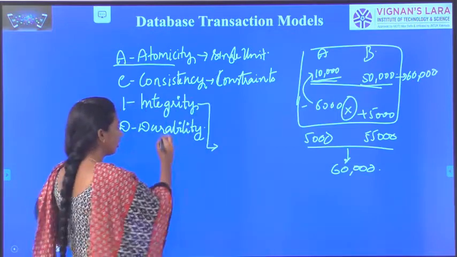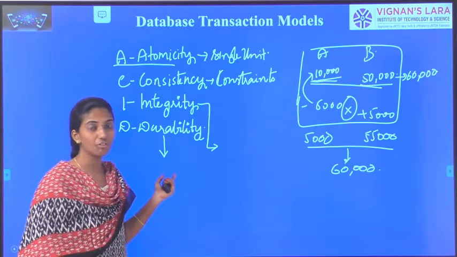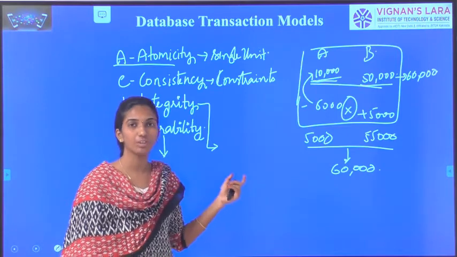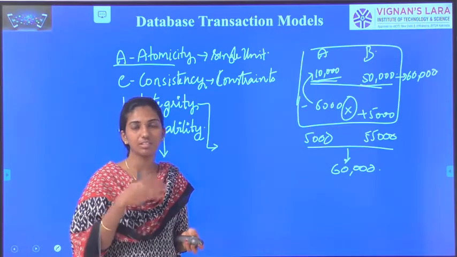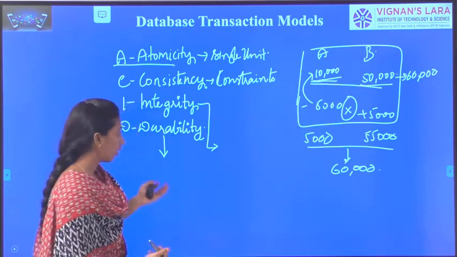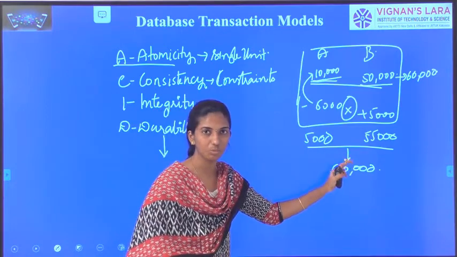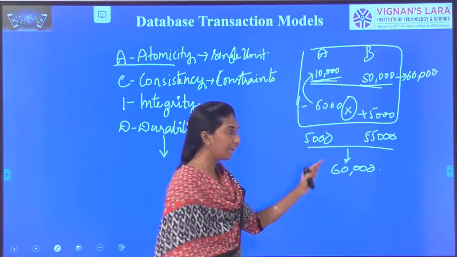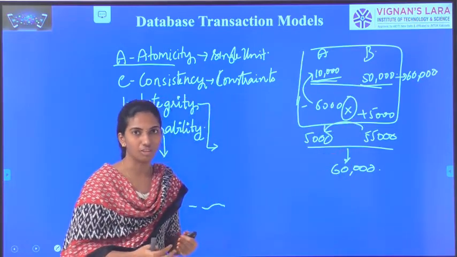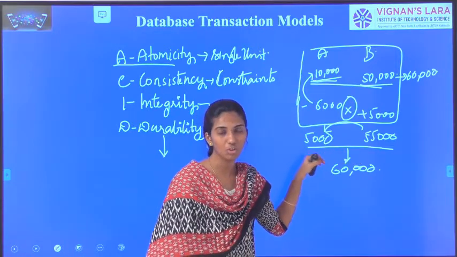And next one is durability. So durability, what is meant by durability? All the transactions that we perform on the database should be durable. That means once it is committed, the transaction can't be rolled back. Okay. So here I have debited and credited the amounts, and the transaction is completed. And again, if I want to credit the amount to A, I need to start a new transaction. But the only thing here is this transaction can't be rolled back once the operation is performed.